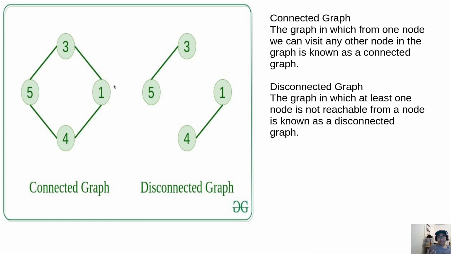In a disconnected graph, one node is unreachable because there's no connection in the edges, therefore it makes it a disconnected graph. For example, if I start from 5, I can get to 3. But if I start from 5, can I get to 4? No, because there's no edges connecting them. Therefore, it makes it a disconnected graph.